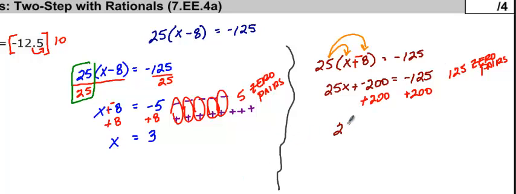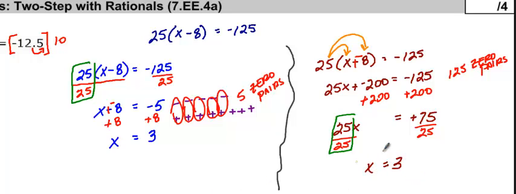So we end up with 25x is equal to negative 125, positive 200. There are more positives. There are 75 more, so we have a positive 75. We go ahead, we divide both sides by 25, because doing it this way, that's the coefficient of x, and we get x is equal to 3. Notice it doesn't matter how we solve it, we get x is equal to 3.